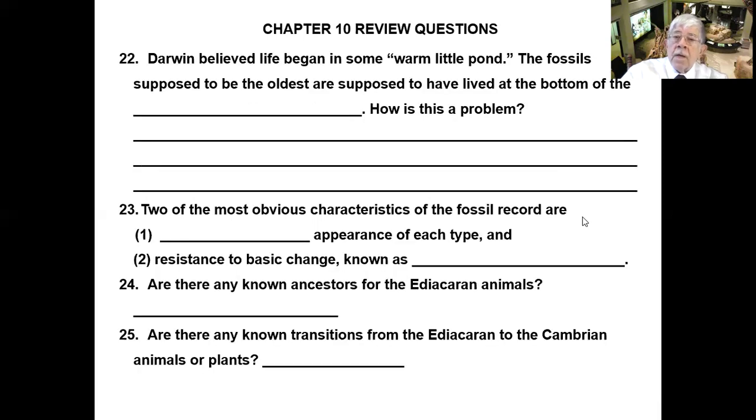Darwin believed that life began in some warm little pond. The fossils supposed to be the oldest are supposed to live at the bottom of the whats. How is that a problem? Two of the most obvious characteristics of the fossil record are what, which is sudden, what kind of appearance, and resistance to basic change, which is known as what? Are there any known ancestors for the Ediacaran animals? They were animals. Are there any known transitions leading from them to the Cambrian?